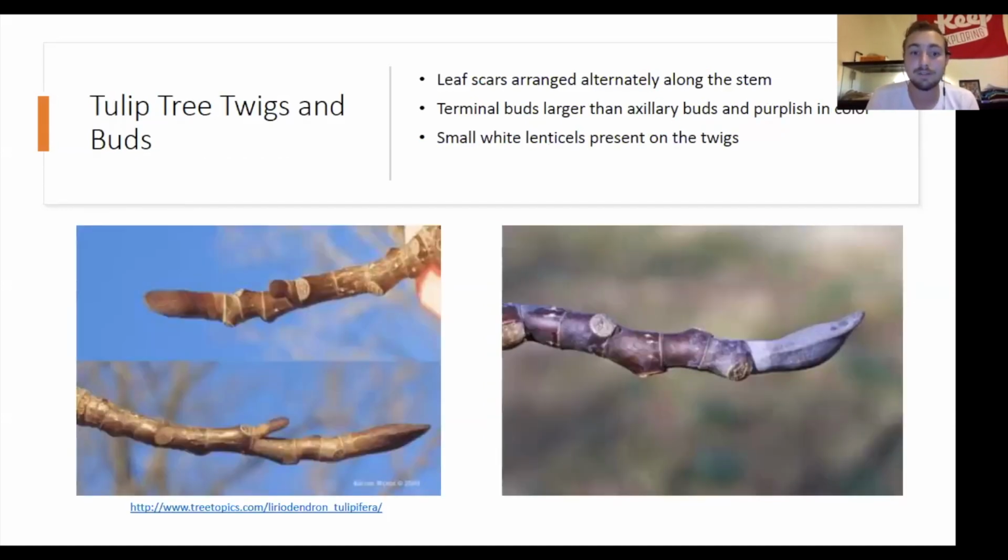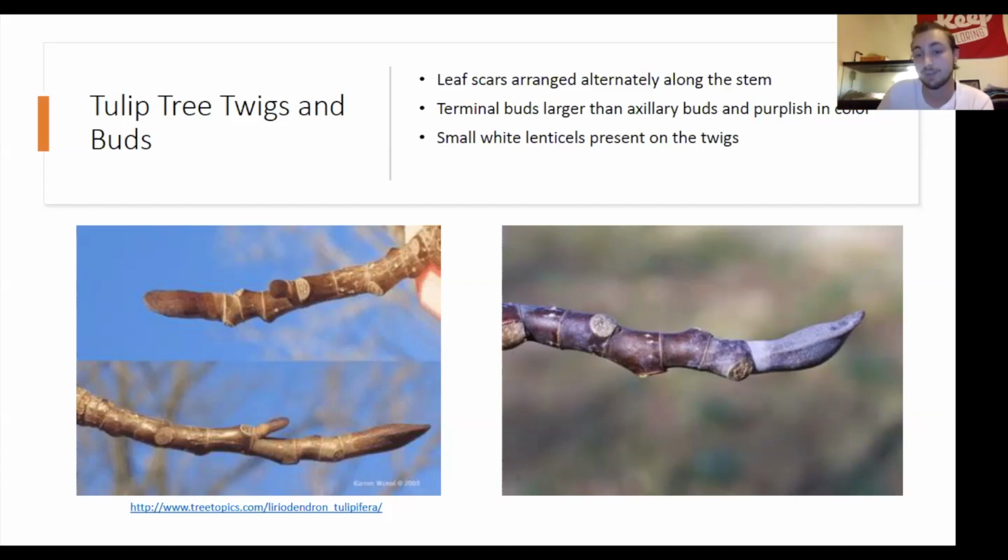For our tulip tree, I think the color of our tulip tree buds and twigs is what makes it so identifiable. It's a very purplish to reddish. You'll notice on the rightmost picture our very purple, long bud, which is much larger. Our terminal bud is much longer and more conspicuous than our axillary buds. So our terminal buds do have flowers in them. And you'll notice that because of how tulip trees spread, their twigs kind of curve upwards towards the sky.